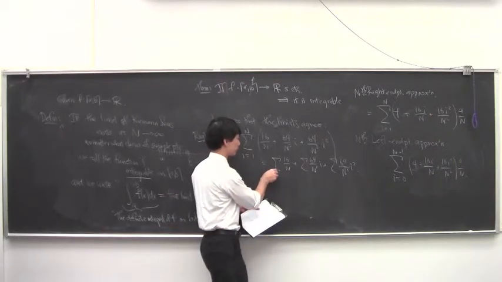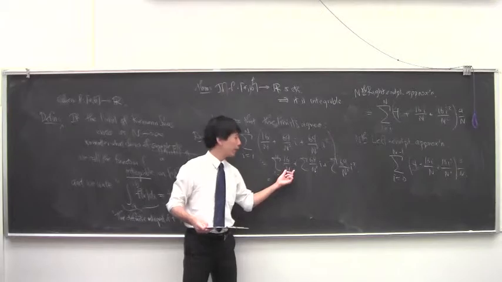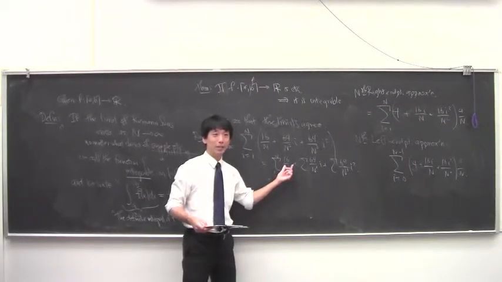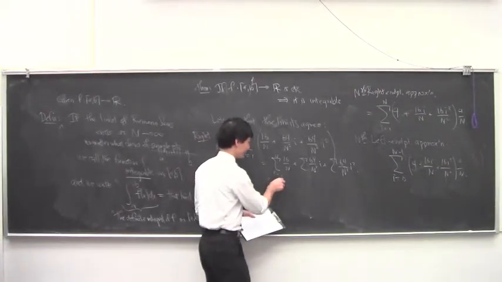Now, I've got 16 over n, and I add it to itself n times, right? So I get 16 over n plus 16 over n plus 16 over n, n times. So what do I get? 16. Right?